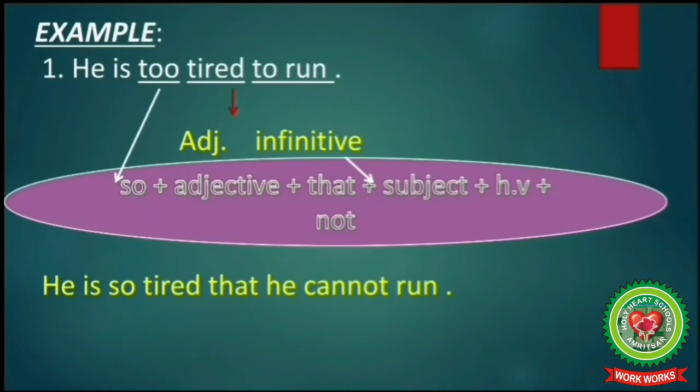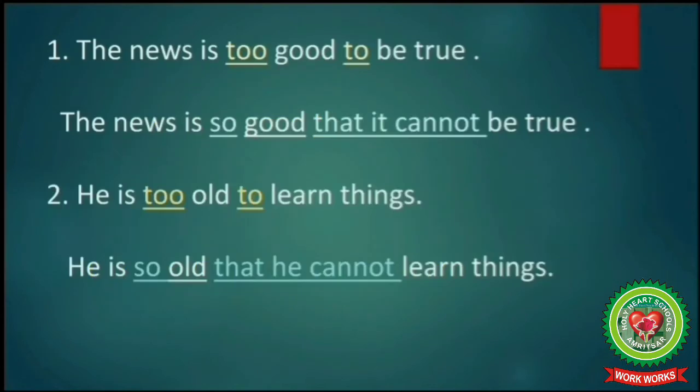Now let's take more examples to make it clear. So here is the next example. The news is too good to be true. Now here students, we will change too into so and to plus be, that is infinitive, into that plus subject plus helping verb plus not. So it will become the news is so good that it cannot be true.